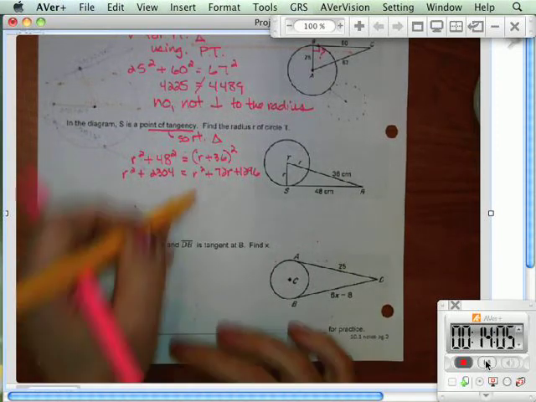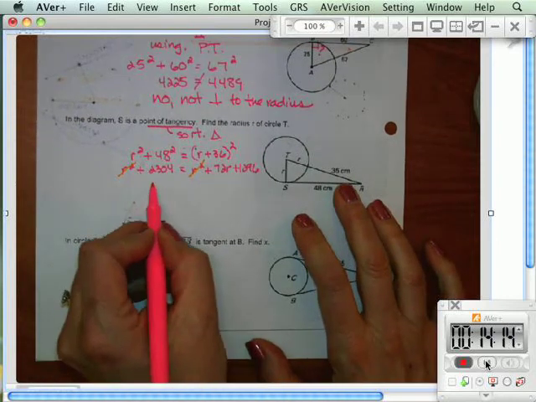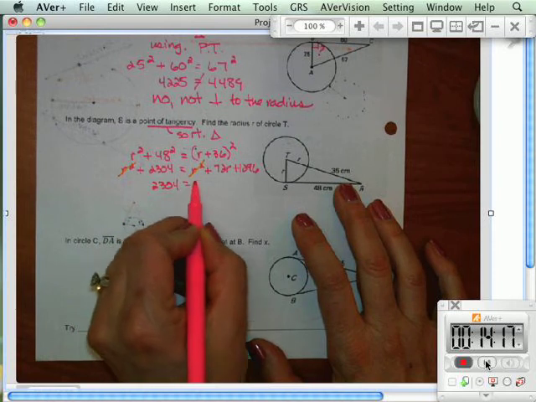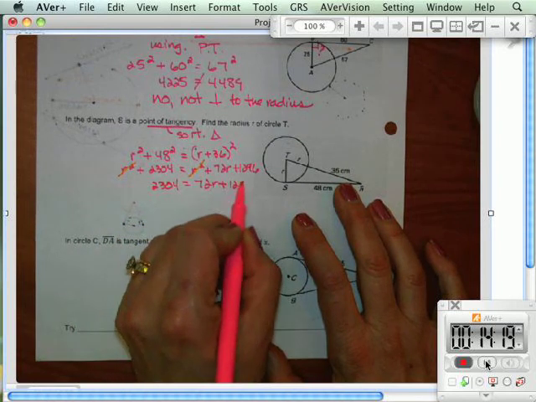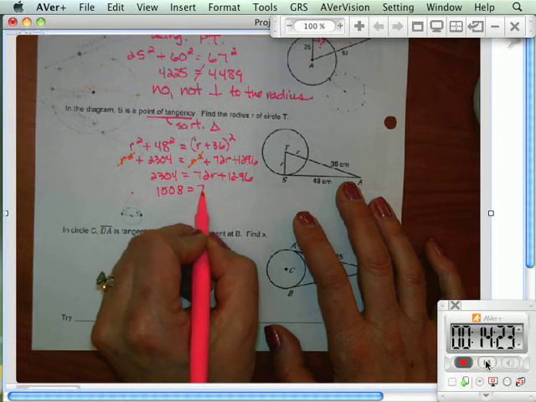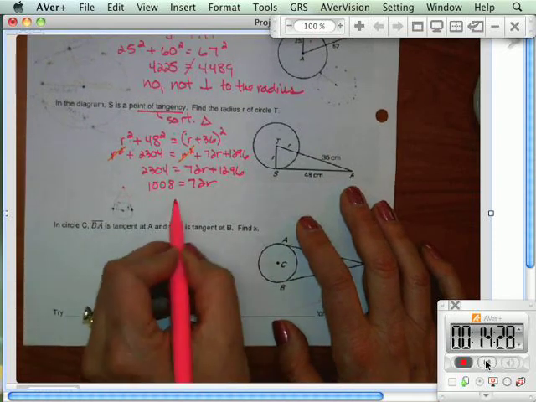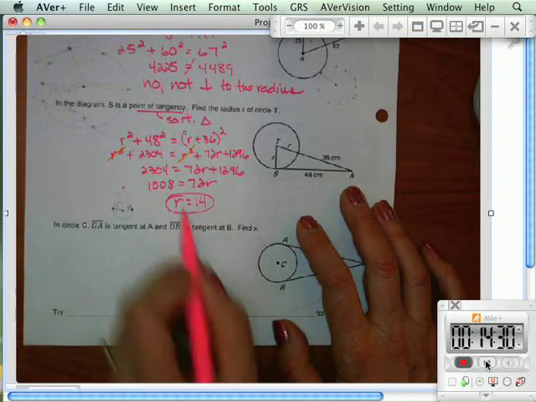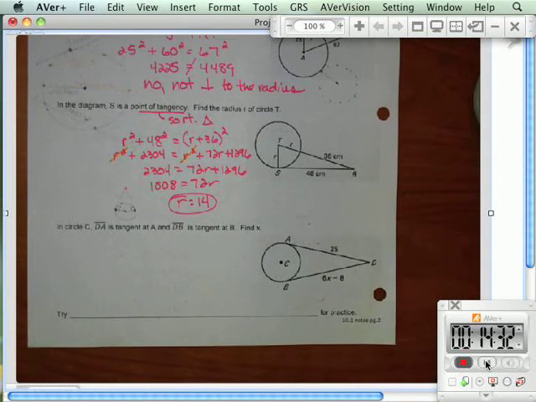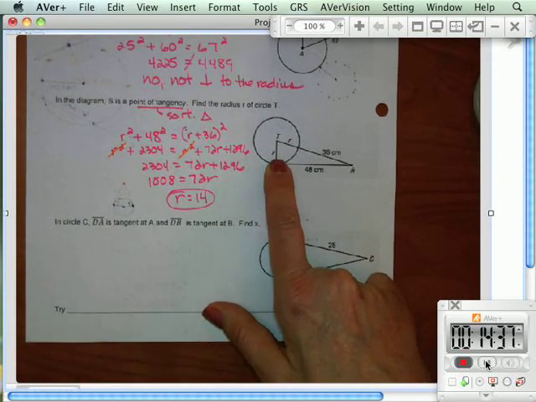So, cross these off. That's not so bad. If you were to subtract R squared, those would go away, right? And then you just have a simple algebra problem. This equals 1008, 72R. What's R equal? 14. Right on. And that's what we had to find. We had to find R, so we are done. That's the radius.